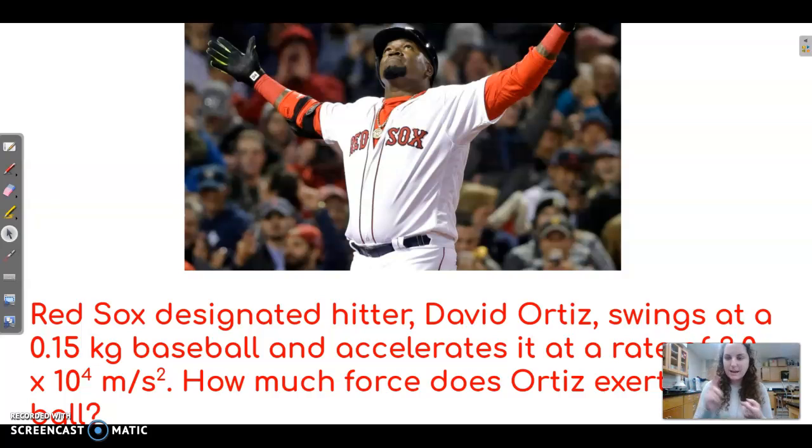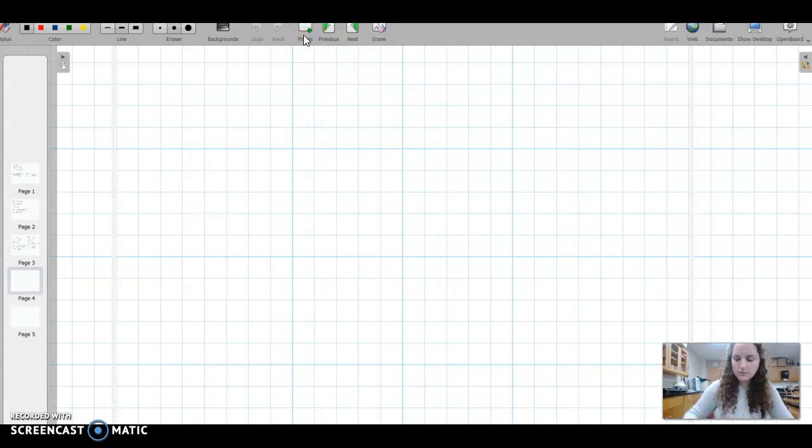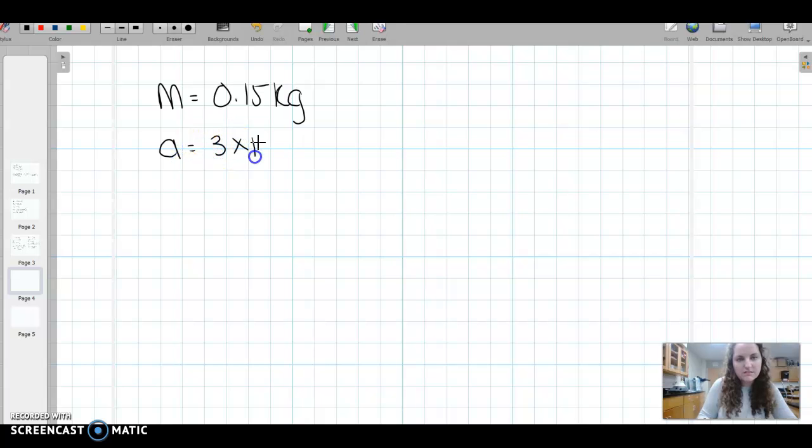Now it helps us identify what we're actually given. So we're given a mass, right? Because we measure mass in kilograms, and then we're given an acceleration because we measure acceleration in meters per second squared. So let's write both of these things down. So we have a mass of the baseball, which is 0.15 kilograms. And then we're also given an acceleration of 3 times 10 to the 4th meters per second squared.